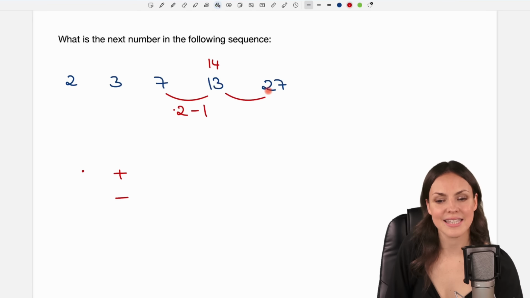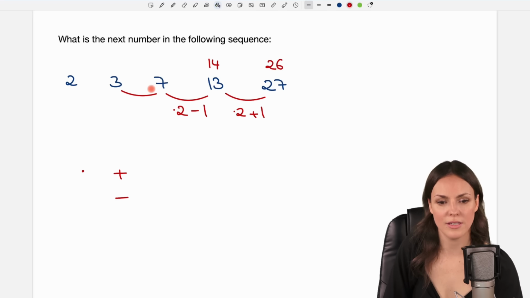Let's see if this is the case here as well, because I also thought, if I multiply the 13 by 2, I would get to 26. Pretty close at the 27. Not quite the same, but I can mix the operations, and this time it would be a plus 1 that I have to add to get to the 27 then. So I have times 2 minus 1, times 2 plus 1.